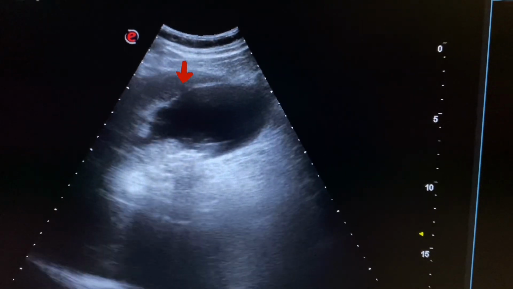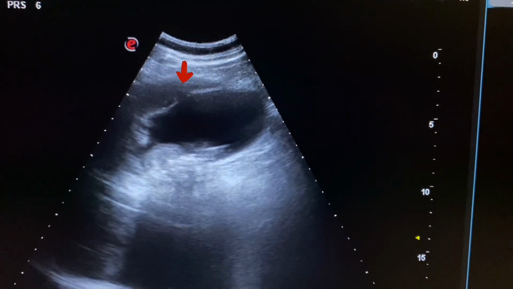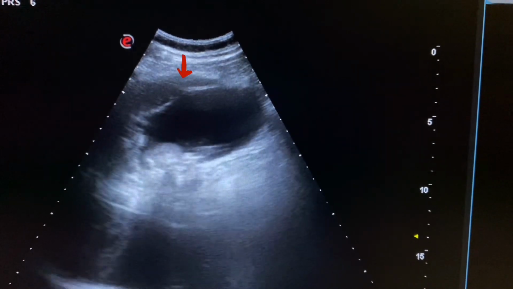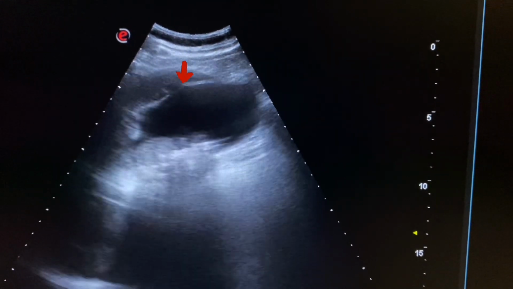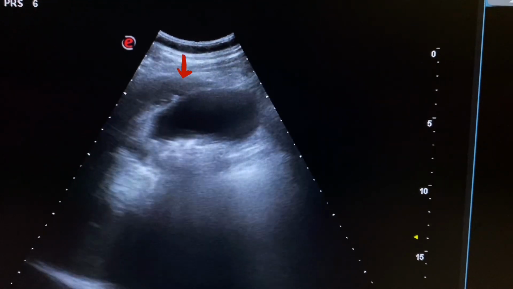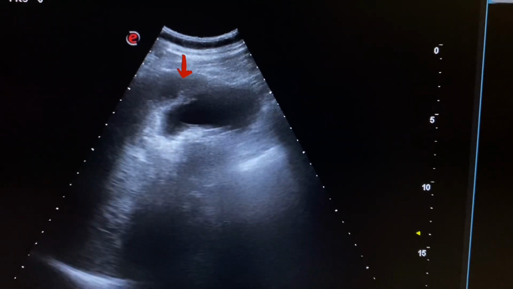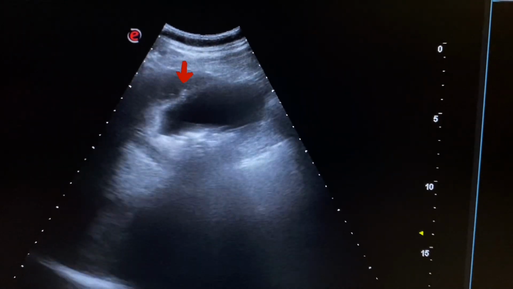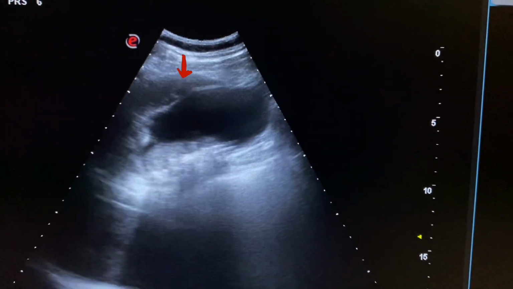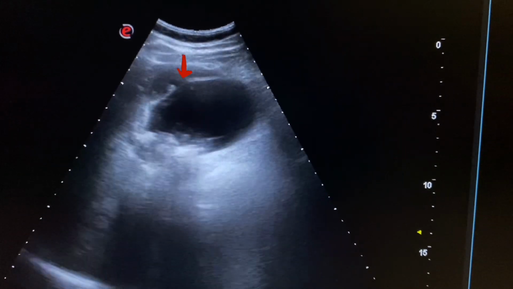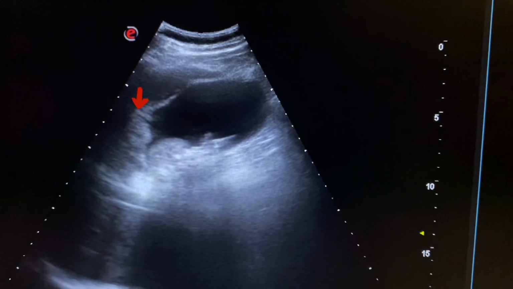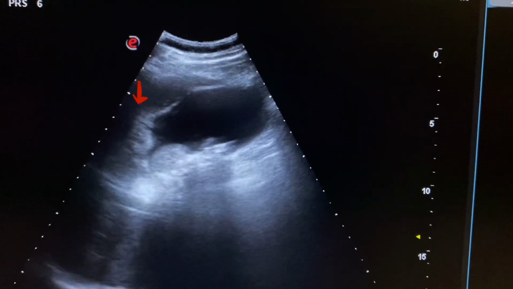Now here we see the defect in the anterior gallbladder wall. It means the gallbladder wall is perforated from here. The gallbladder wall is thickened.